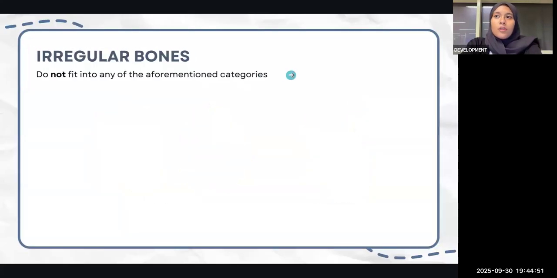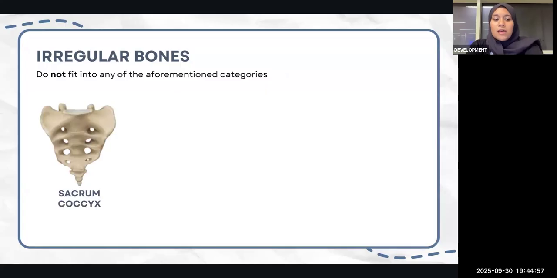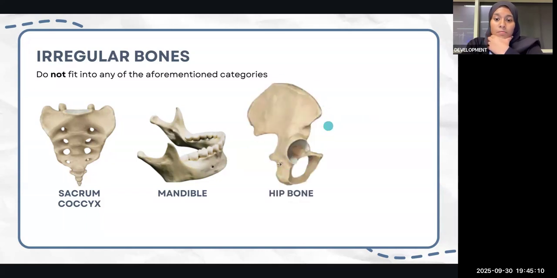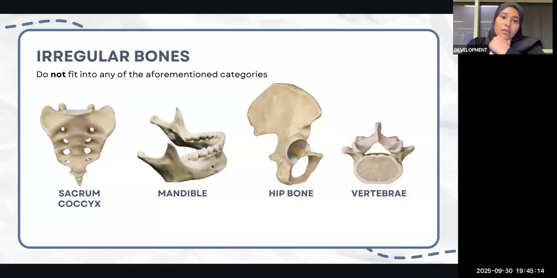Irregular bone. Now, why do we call it irregular? Because they generally don't fit in any of the categories that I just talked about. So they're like the sacrum and the coccyx. They don't fit into any of them. It doesn't look flat, doesn't look long. You have your mandible, which is your jawbone, and you have your hip bone. And lastly, you have your vertebra. Let's talk more about vertebra.